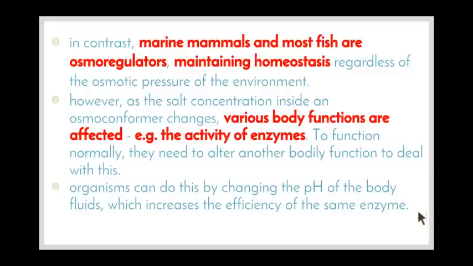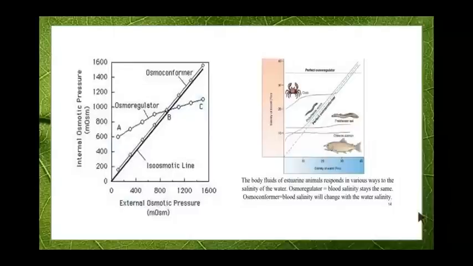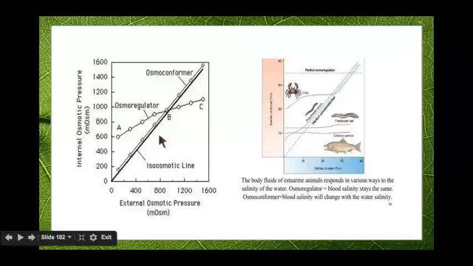So to be able to function normally, they need to be able to change other bodily functions in order to be able to deal with this. So these types of organisms can change the pH of their body fluids, which helps to increase the efficiency of the same enzyme. So this graph here is just similar to the one that we saw before, but now it explains what each of the different lines represent.